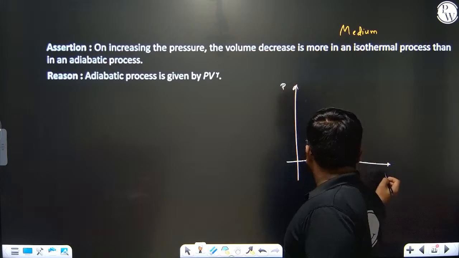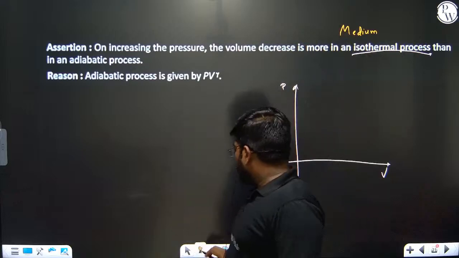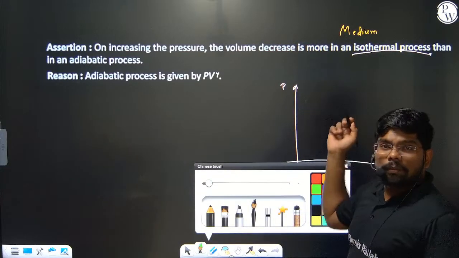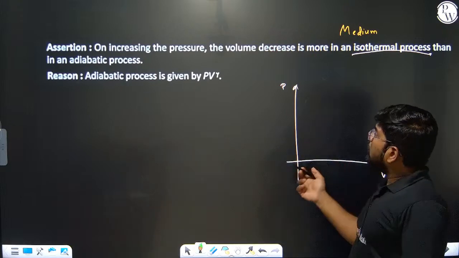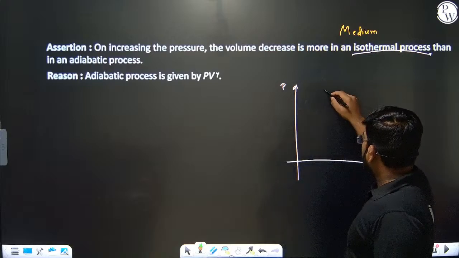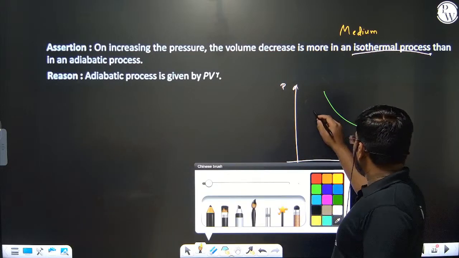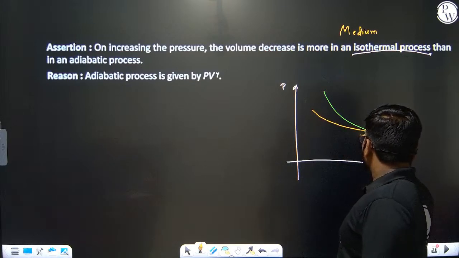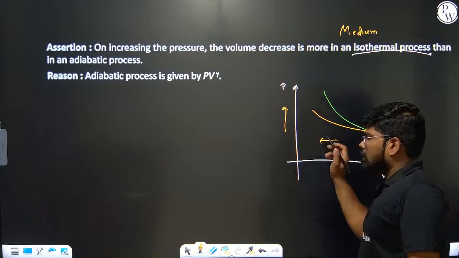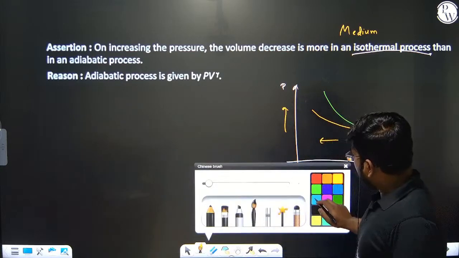So in the PV graph, which process are they saying? Isothermal process, and also they are taking adiabatic process. There are two processes. And that too, increasing pressure. While increasing pressure, volume is decreasing, so is it expansion or compression? Since it is compression, we should draw compression graphs. I'm drawing compression graphs here. So we start from here and we are increasing pressure, so volume is decreasing. We can do it graph based, or we can do mathematical analysis also.